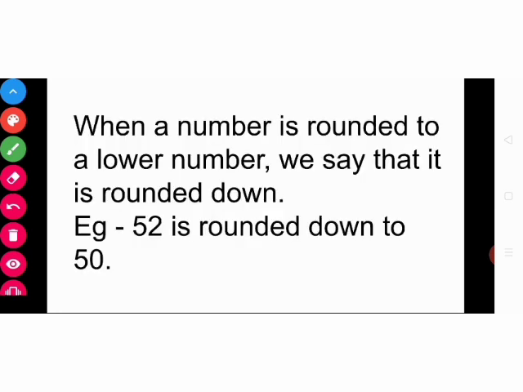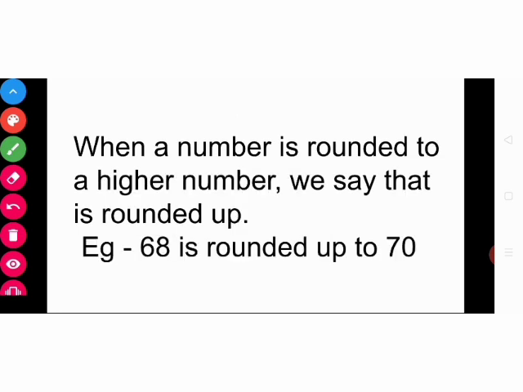So when a number is rounded to a lower number, we say that is rounded down. Example, 52 is rounded down to 50. When a number is rounded to a higher number, we say that is rounded up. 68 is rounded up to 70.